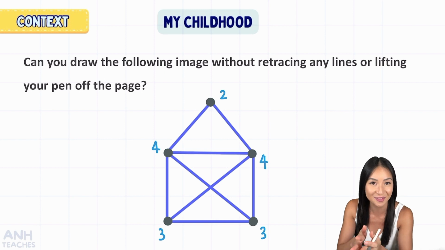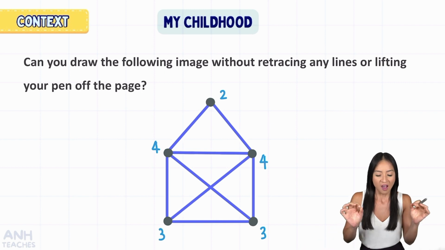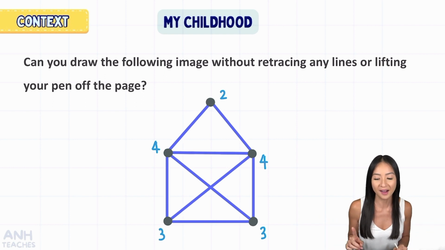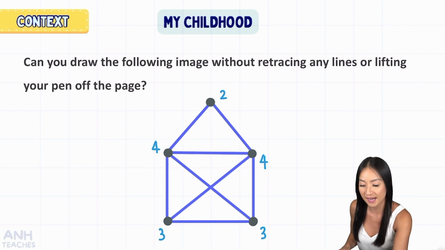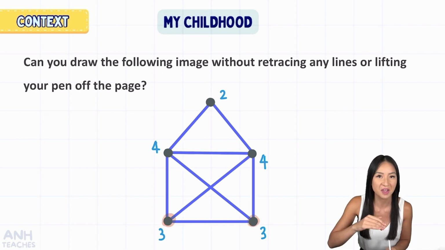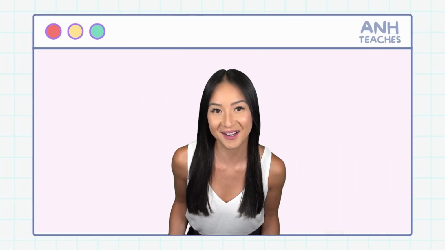And that is exactly the solution that I figured out when I was a kid. I didn't really know it was semi-Eulerian or Eulerian, obviously, but I knew that if I started from one of these 2 corners down here at the bottom, I'd be able to draw the whole thing. And that's all I have for you for Eulerian graphs today.